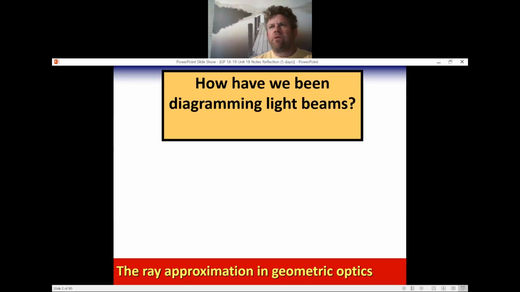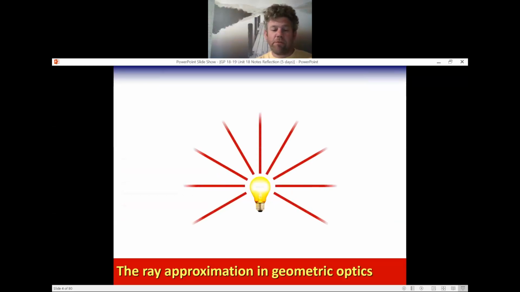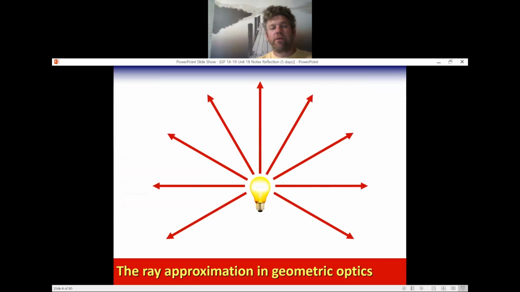When we've been drawing light rays for the last bit, we asked the question: how have we been diagramming light beams? Well, with arrows, right? Anytime we've drawn these, even with the convex mirrors, whether on a Google Doc or a piece of paper, it had an arrowhead on one end to indicate directionality. If we look at a light bulb that turns on, we see light coming out in all 360 degrees, all three dimensions. This light travels in a straight line, and we diagram that as an arrow.